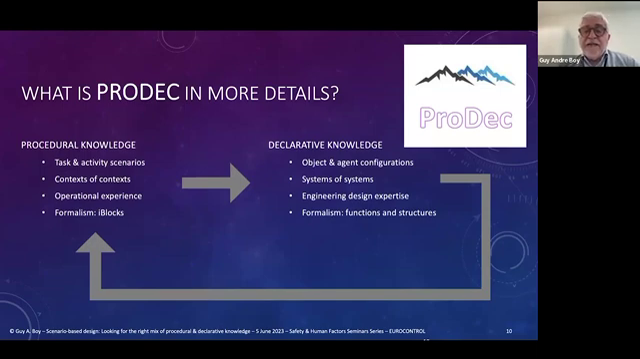On the declarative side, it's like, for instance, if you describe a theater play, the procedural knowledge is the scripts for the actors. And the declarative knowledge is the actors themselves and the objects on the scene, the objects and the agent configuration. It's about the configuration of the system that you observe or develop.